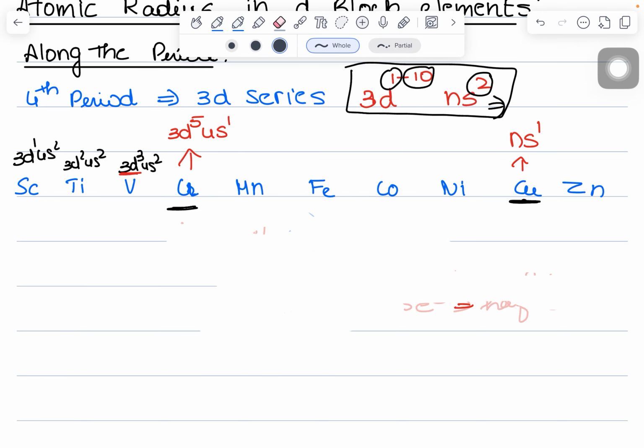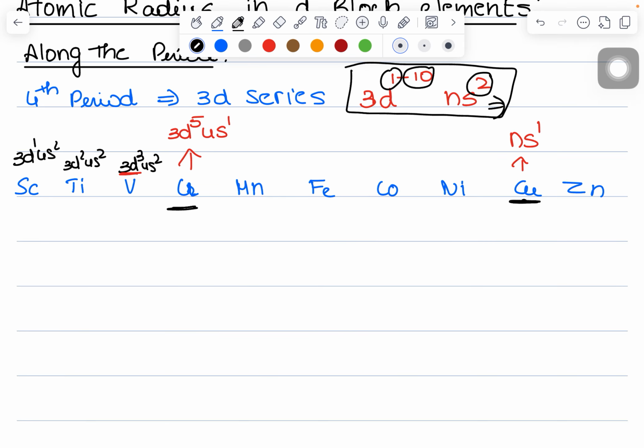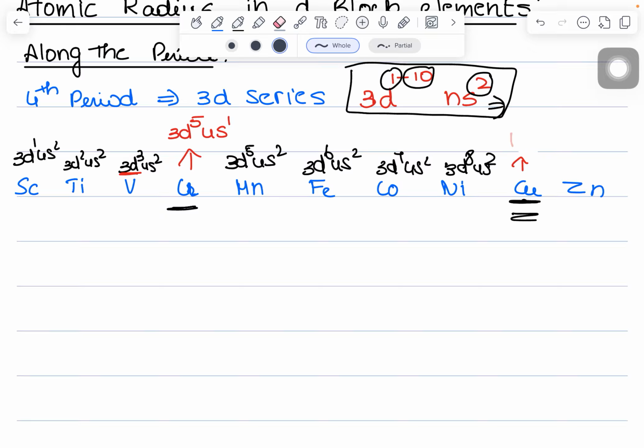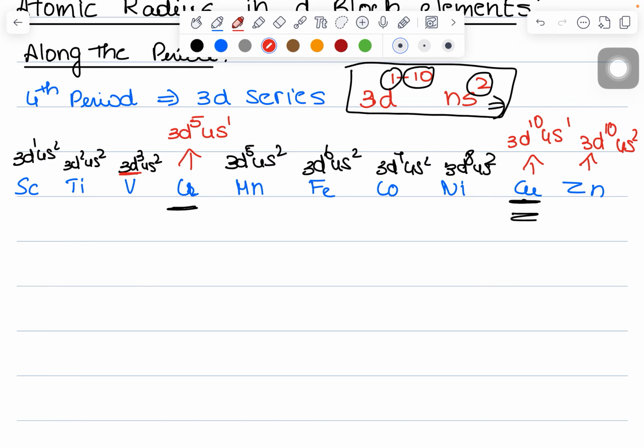So moving on with the electronic configuration: manganese has 3d5 4s2, iron 3d6 4s2, cobalt 3d7 4s2, nickel 3d8 4s2. Here also the same thing for copper. To attain a stable, fully filled electronic configuration, copper has 3d10 4s1, and zinc's electronic configuration is 3d10 4s2. Hope that is clear.